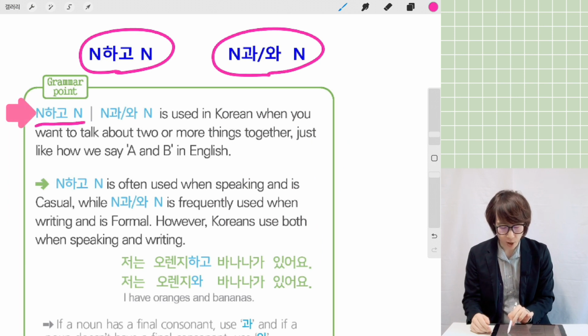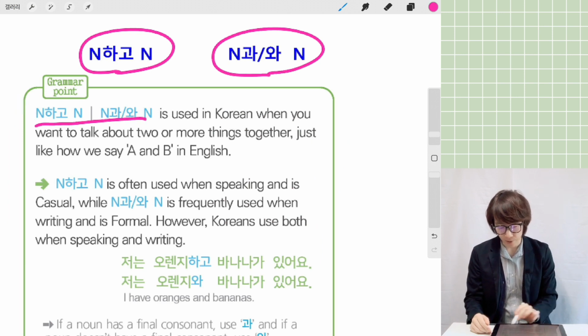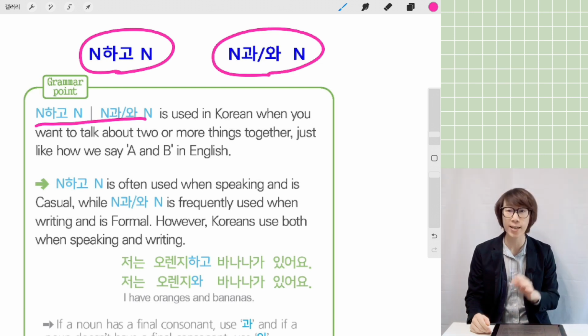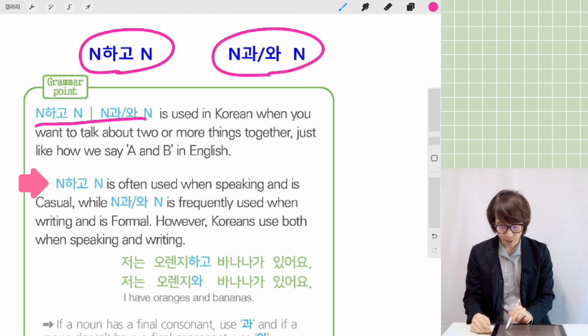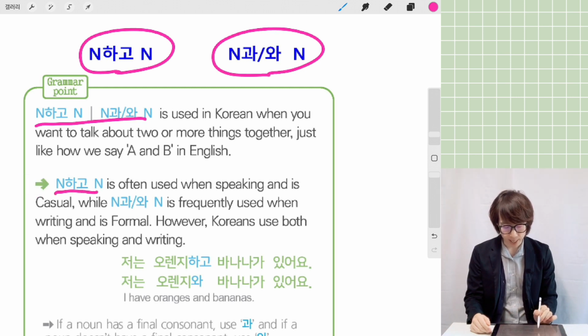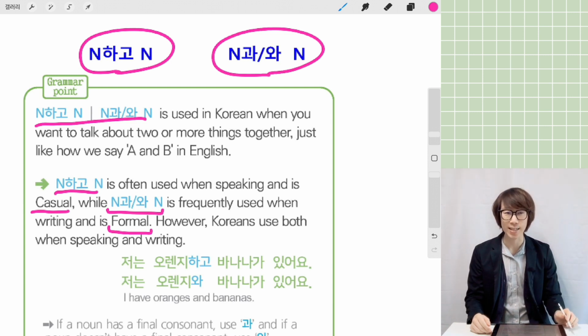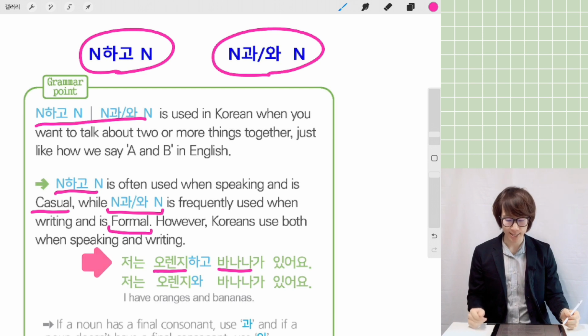Let's see. noun하고 noun, noun과와 noun is used in Korean when you want to talk about two or more things together, just like how we say A and B in English. noun하고 noun is often used when speaking and is casual, while noun과와 noun is frequently used when writing and is formal. However, Koreans use both when speaking and writing. Exactly. So 한국 사람, Korean people use both together. Example, you can make a sentence.